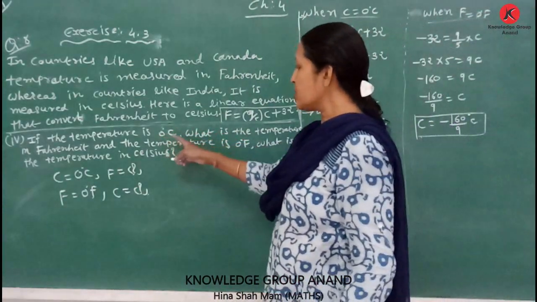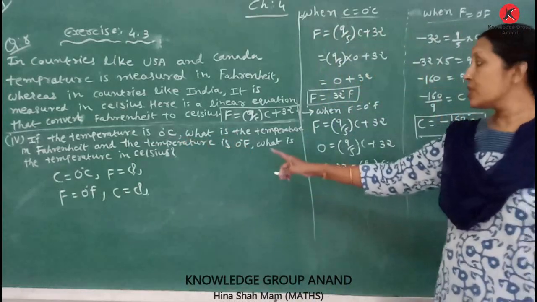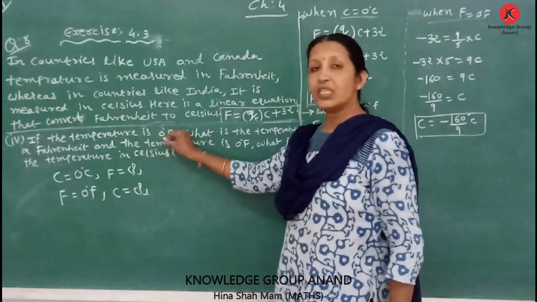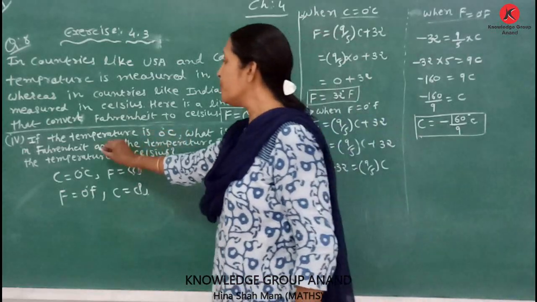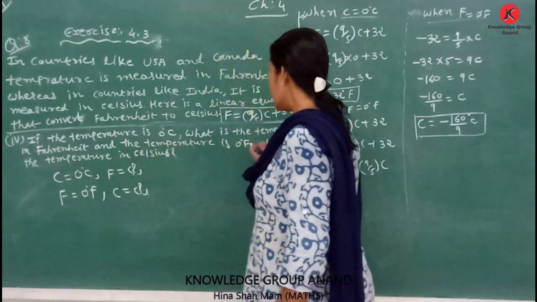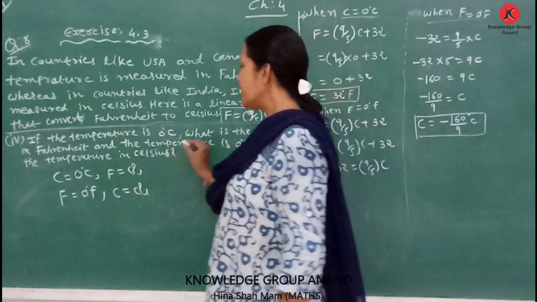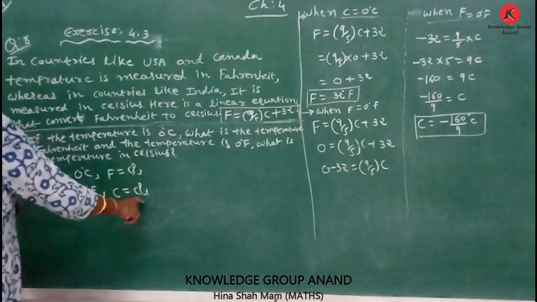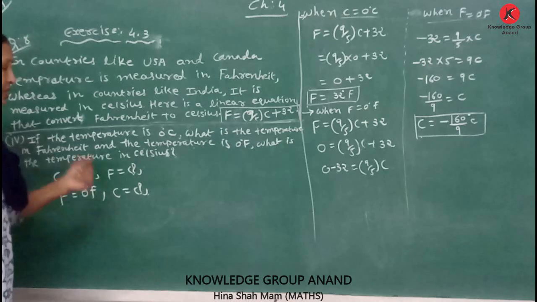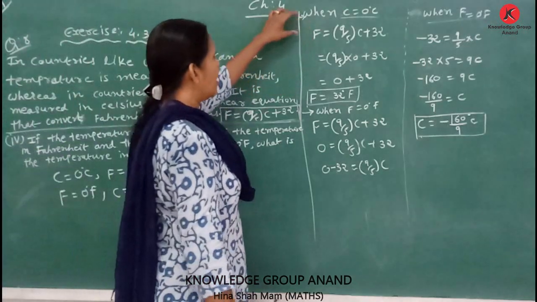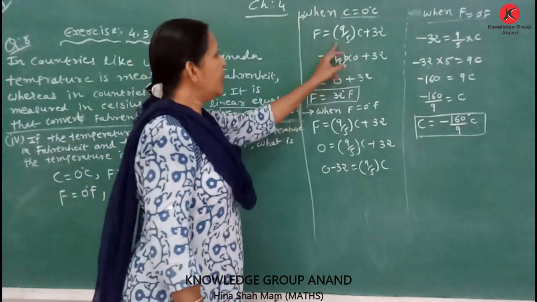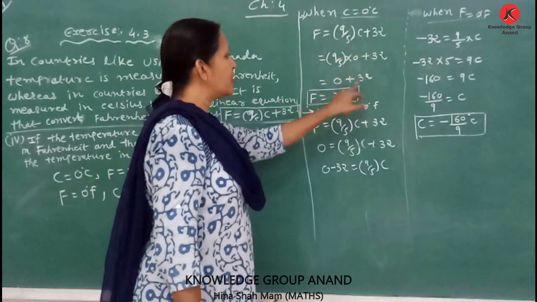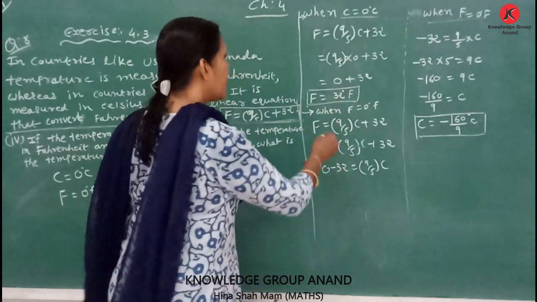Again, if the temperature is 0 degrees Celsius, what is the temperature in Fahrenheit? We have given C is equal to 0 degrees, then find F. For these sums, when C is equal to 0, in the equation we put C equal to 0: 9/5 into 0, 0 plus 32 is equal to 32.